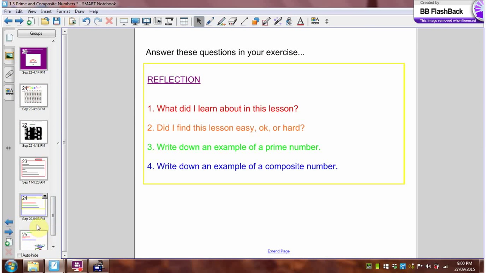Okay, so one of the last things I want you to do today is to answer these reflection questions in your exercise book. 4 little quick questions. What did I learn about today? Did I find it easy, just okay, or hard? I want you to give me an example of a prime number and an example of a composite number. Don't worry, we'll be doing a little bit more work with prime and composite numbers, and you'll continue seeing this in grade 7, 8, 9, and so on. So this is just, I believe, your first introduction to this. I don't know if you've done it in grade 5, but it is something we'll be working with, and you'll get used to it when you do more examples. So pause, answer these reflection questions. When you come back, I'll give you the practice work that goes along with this lesson.